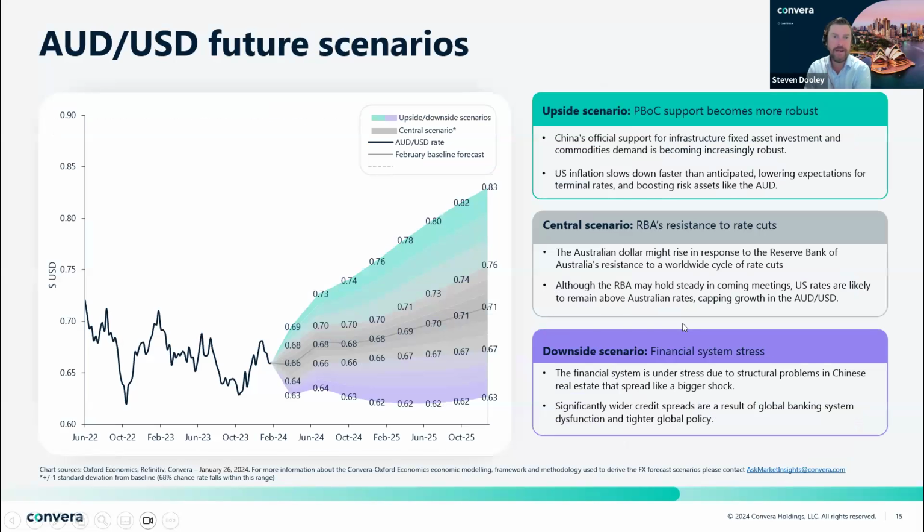So what does this mean for the future? Well, as I said, the expectation for the Aussie dollar is to move back higher over the course of the year. And that's partly, as you can see in the central scenario here, the RBA's resistance to rate cuts. And we got that yesterday from the Reserve Bank. The new governor, Michelle Bullock, came out to say that there's more work to be done to get inflation lower.